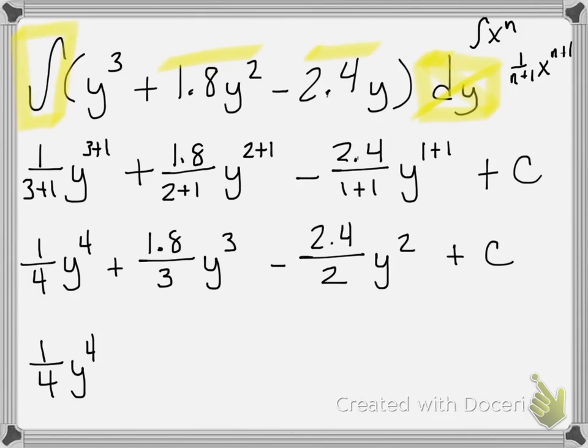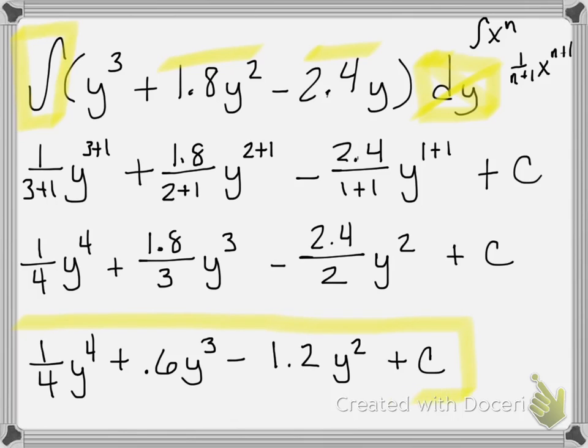So that is going to be plus 0.6 y cubed minus, and the same thing, a 2 will go into 2 one time, point, and then 2 will go into 4 twice, or y squared, plus a constant. And so this should be the answer that we get whenever we integrate y cubed plus 1.8 y squared minus 2.4 y with respect to dy.